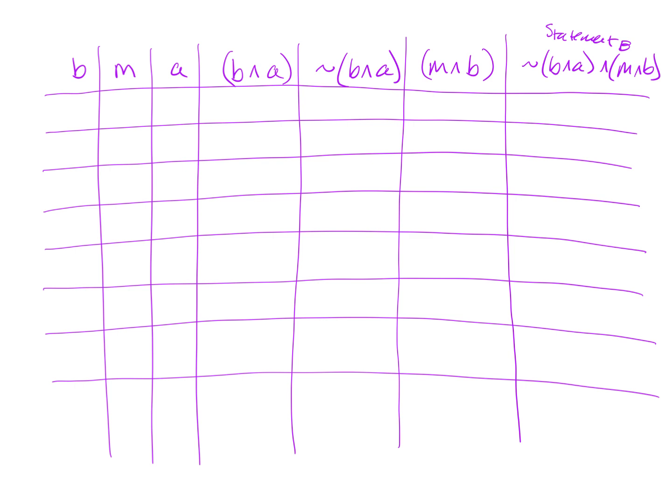Okay, so I'm going to start by filling in all the possible truth value combinations for B, M, and A. So when you have three statements, the quickest way to do this is usually to put 4 trues, 4 falses for the first statement, and then do 2 trues, 2 falses, and alternate like that. And then true, false, true, false.